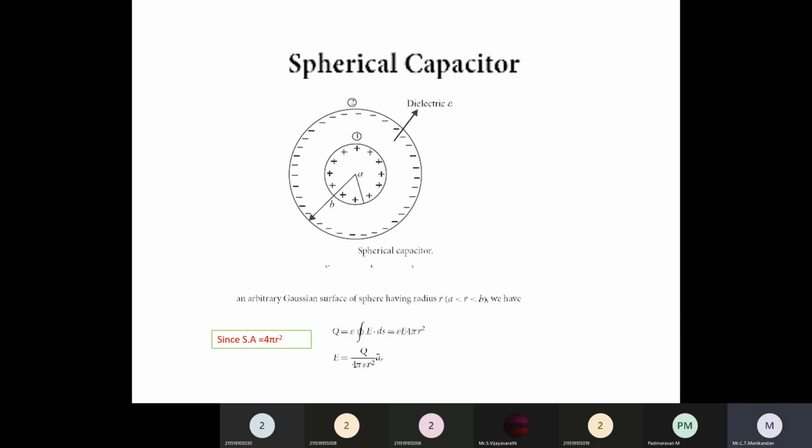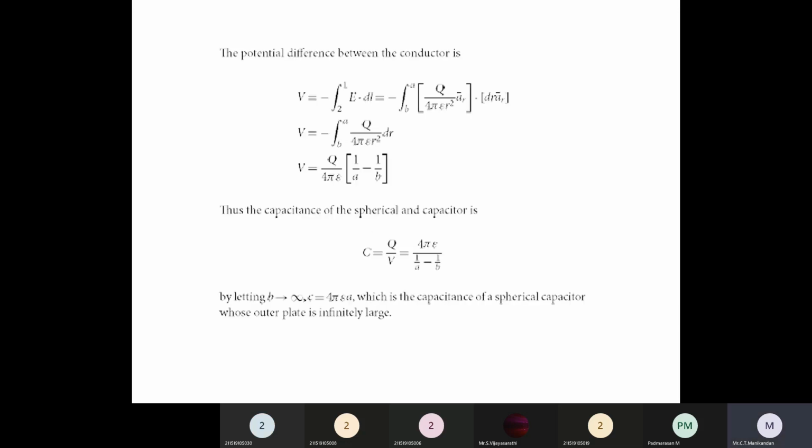C equals 4 pi epsilon divided by 1 by A, and that A goes to the numerator. So C equals 4 pi epsilon A. That is the capacitance of the spherical capacitor, or isolated capacitor, or we can say the capacitance of the spherical capacitor with the outer plate infinitely large.